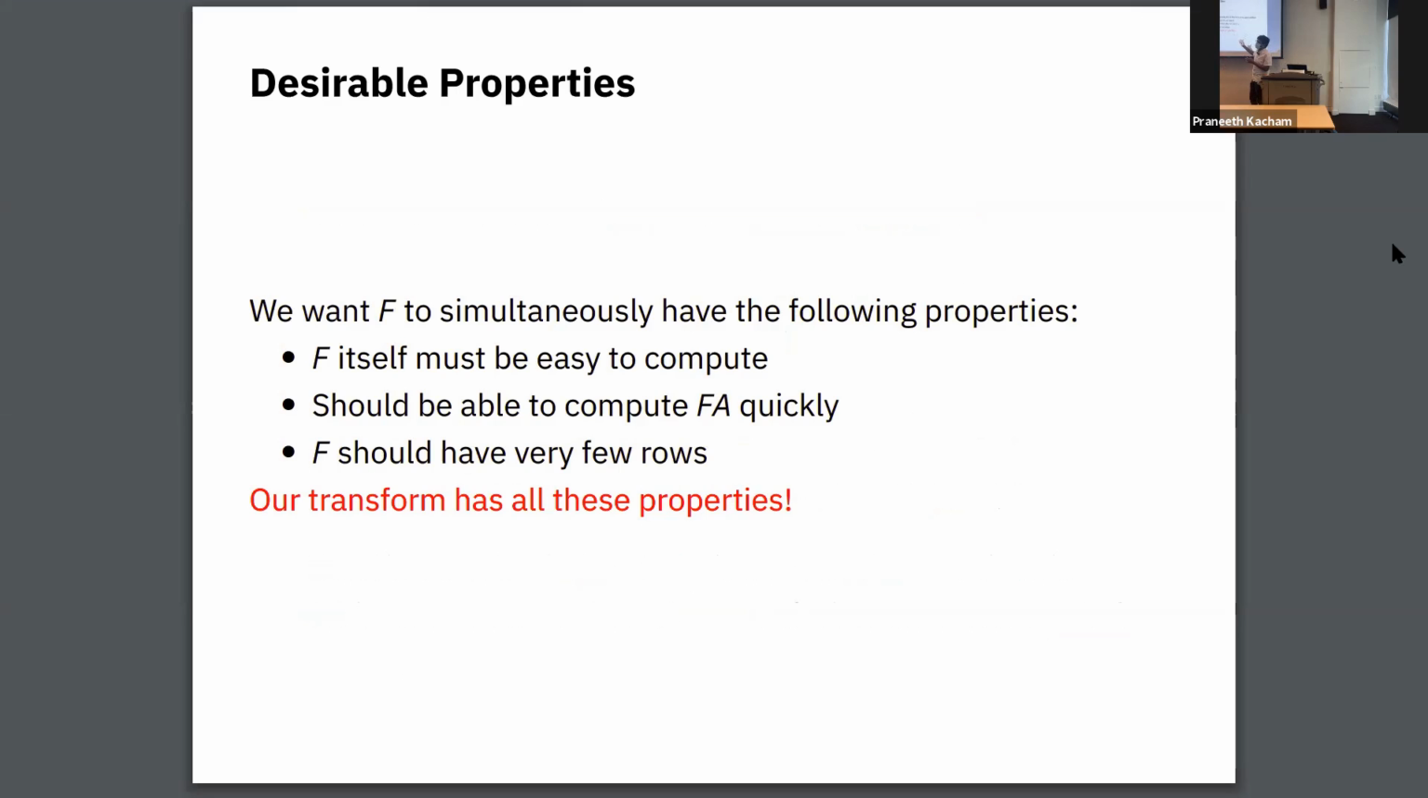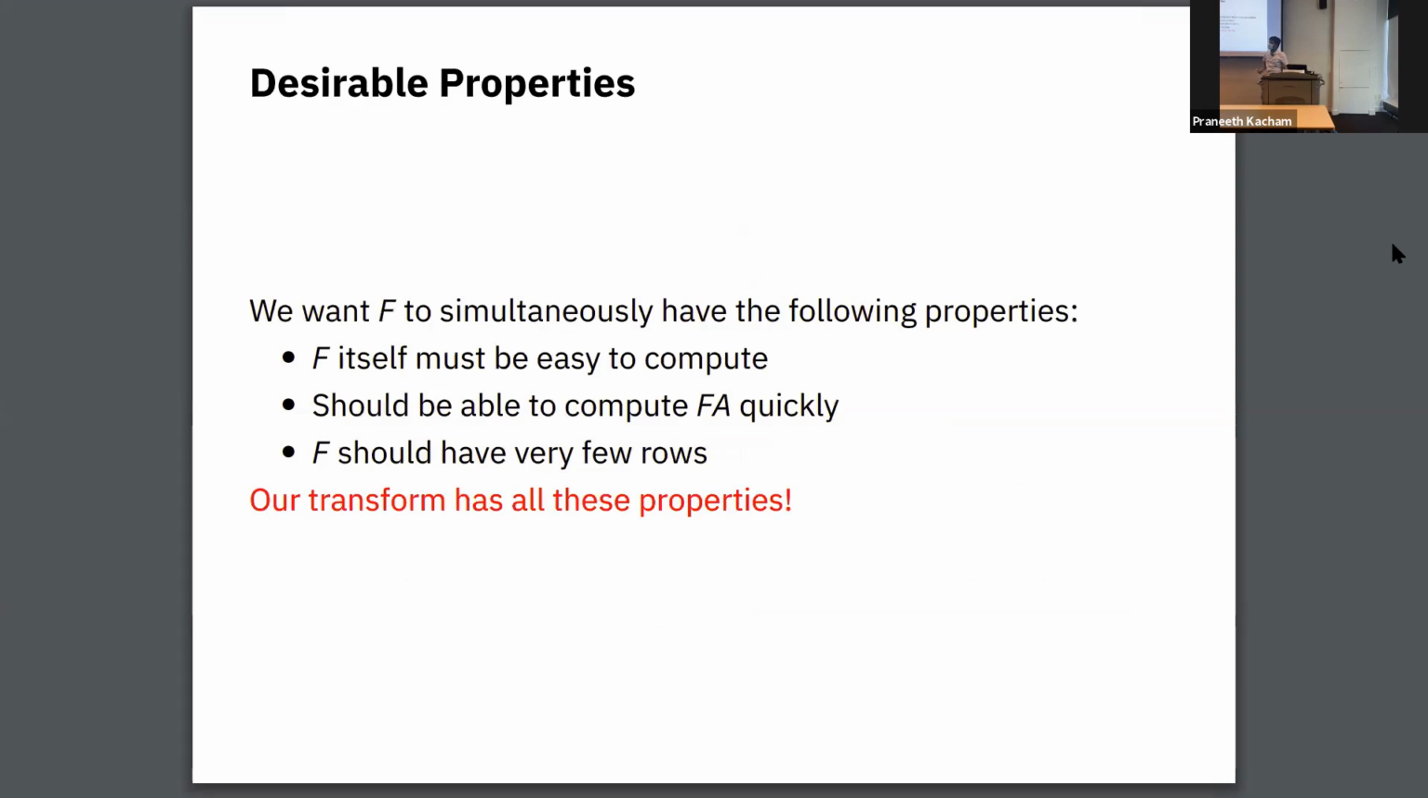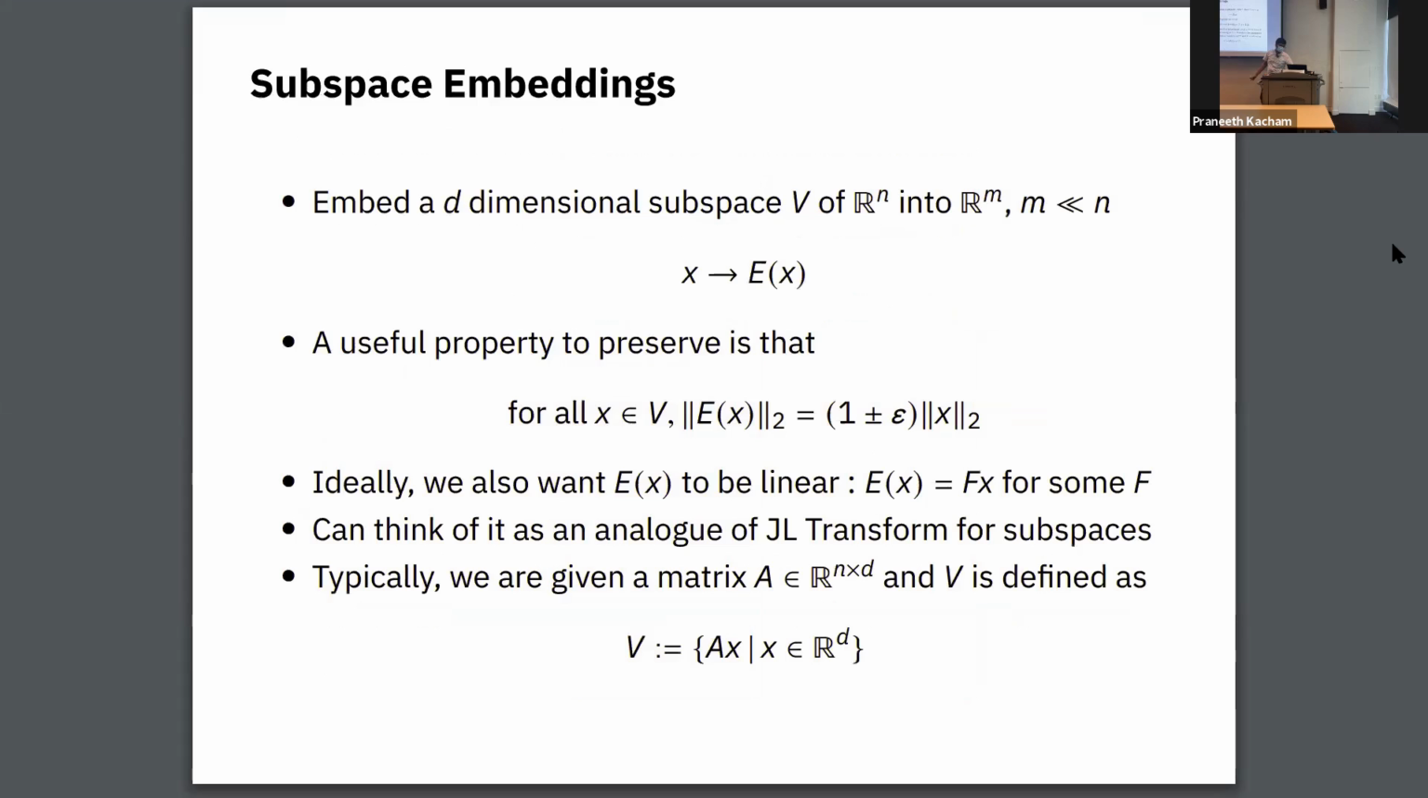And you also have to be able to apply F to a matrix A as fast as you can, right? Because in the earlier problem, we want to solve the least squares regression problem on FA and FB. If applying F to A is much slower than just solving the least squares problem on A itself, then it won't be of any use to you.